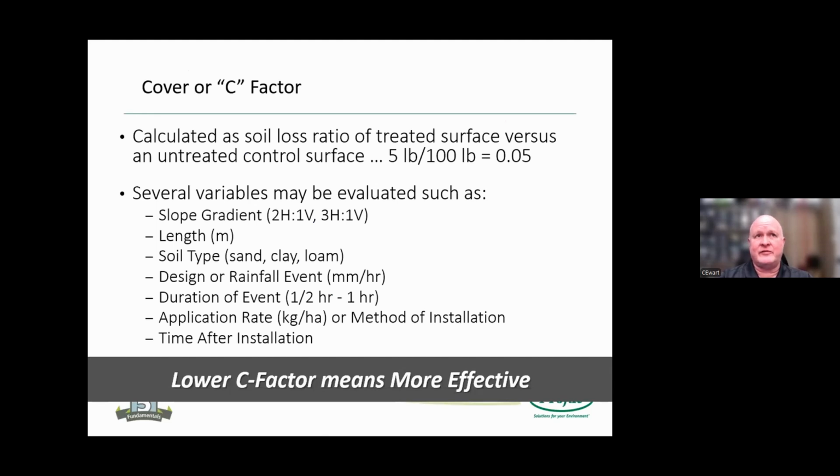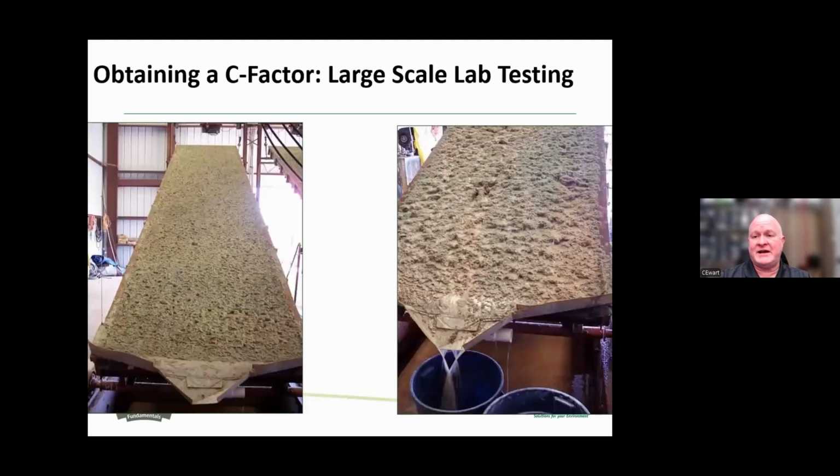With C factor, it's very important to understand, if it's vegetation, at what point do we have fully established vegetation? Is it going to provide the C factor that we need to see to reduce erosion? We do test for this on products. Large scale lab testing is done for C factor. This is product that's applied and then gone through simulated rain events, and then we gather the soil at the bottom to see how much soil has come off that slope area.